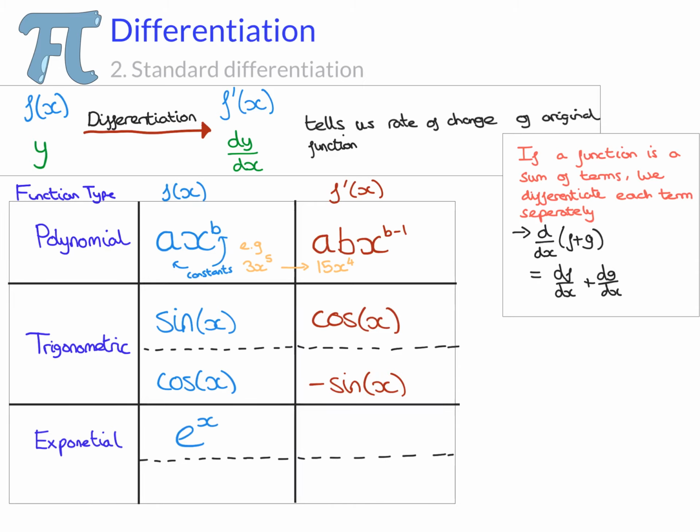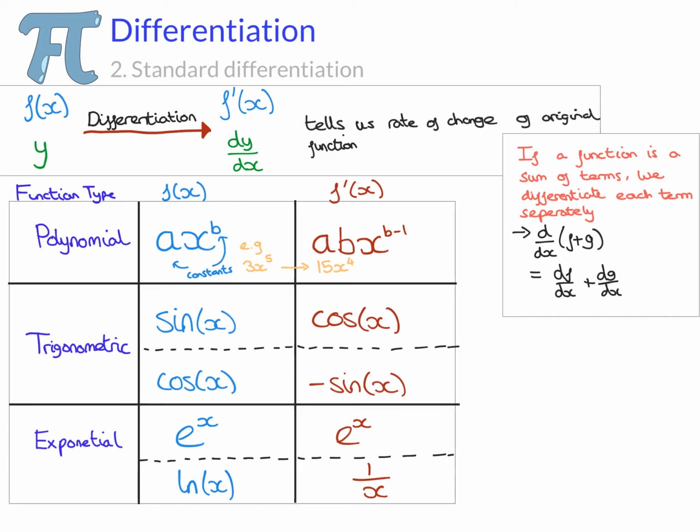The exponential function e to the power of x has the remarkable property that when we differentiate it, it stays the same. F primed of x is also e to the power of x. This means that at every point on the exponential curve, its y-coordinate is the same as its gradient, which is also the same as the rate of change of the gradient, and so on. The logarithmic function, ln x, differentiates to the function 1 over x.